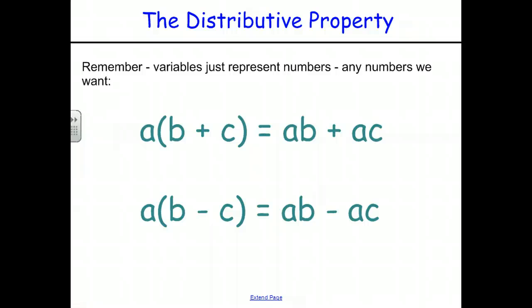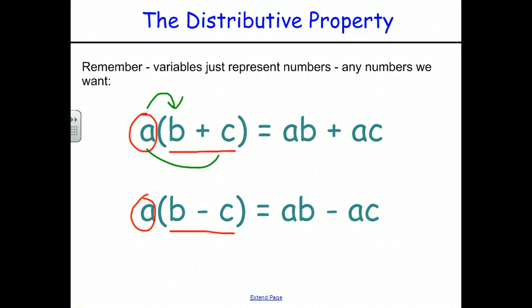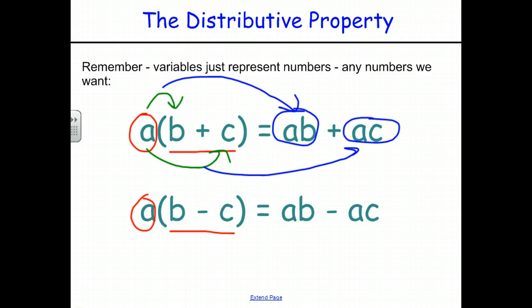If you have one number and you're multiplying it by the sum or the difference of two other numbers, now these two numbers need to be in parentheses. It can't be a times b all plus c. It needs to be one letter, one number, a, times this entire sum. We can actually take that a and multiply it by each of the numbers in that sum. So a times b plus a times c is the same as a times the sum of b plus c.